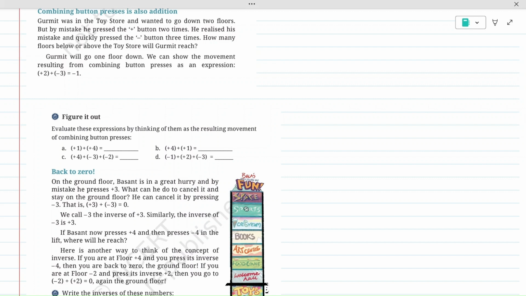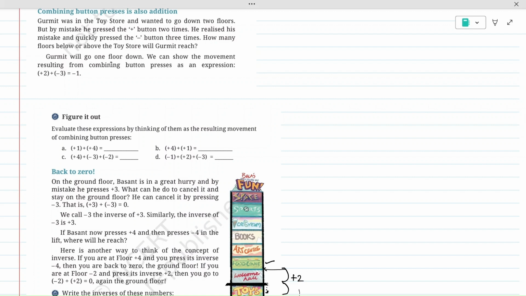But he made a mistake and he pressed the plus button 2 times. So if he is here in the toy store and he has pressed this button twice, that means after the toy store, he has moved where? Once in the welcome, and once welcome is done, then in the food court. So that means he has reached here in the food court now after pressing +2.